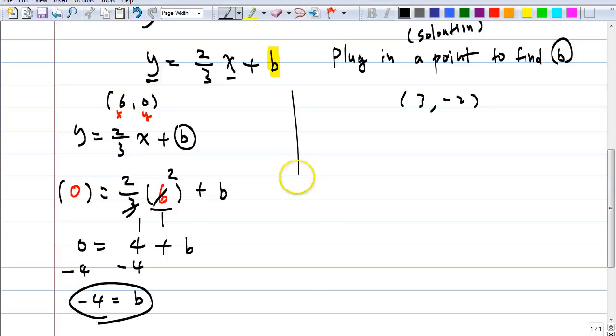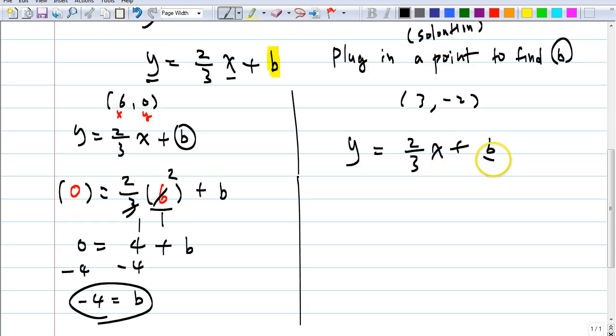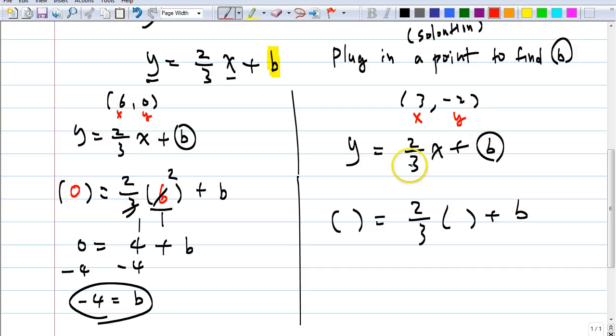So we chose (6, 0) because it was easier to plug in. Do you think if we plug in (3, -2), we get the same b? Yes, we should. Okay, so everybody try now. I'll give you some time. y equals 2/3 x plus b. I'm trying to make a point here. It doesn't matter which ordered pair you plug in, you should get the same b. So something equals 2/3. Hopefully I won't make this mistake here. What's 3? Is that my x or y? x. What's my -2? So what goes in here?